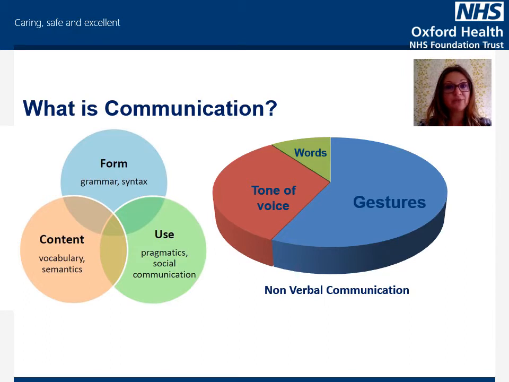So as you can see, communication is more than words, and a large amount of how we communicate is non-verbal, with research indicating as much as over 90% being non-verbal, referring to the gestures that we've talked about and facial expressions.